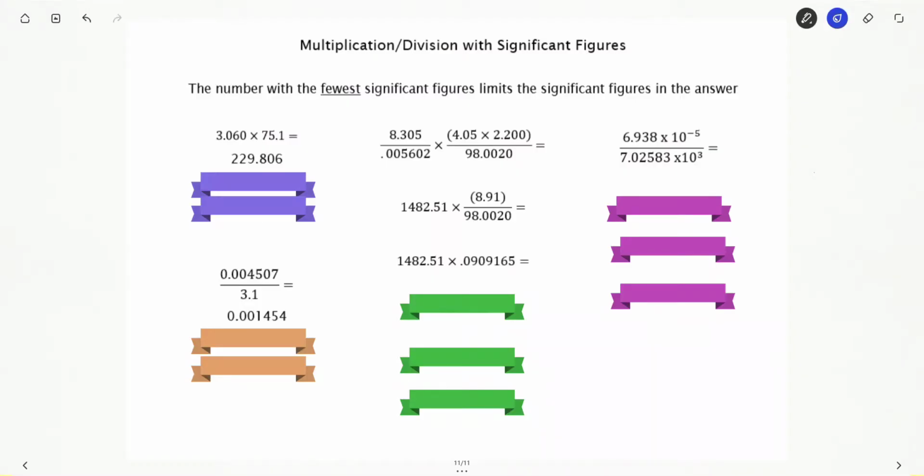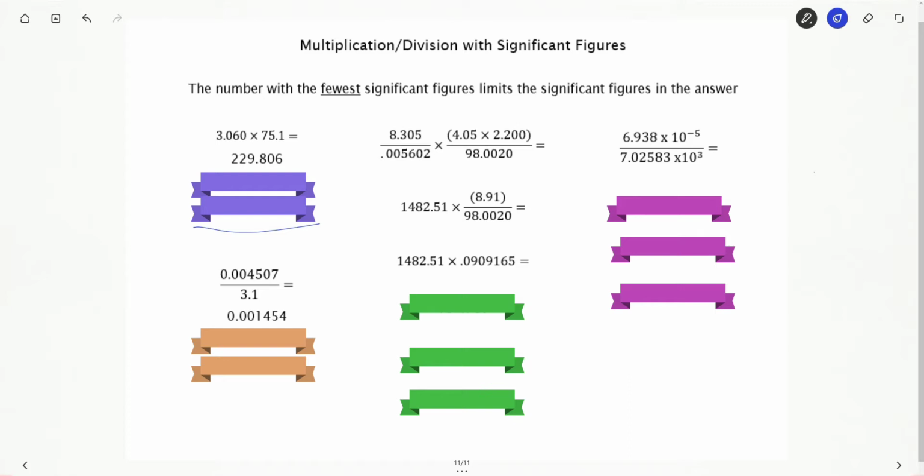The first thing that we need to do is establish the rule that we use with multiplication, division, and significant figures. That rule is actually really simple. The number with the fewest number of sig figs is going to limit how many sig figs we have in our answer. Let's take a look at my first example right here.